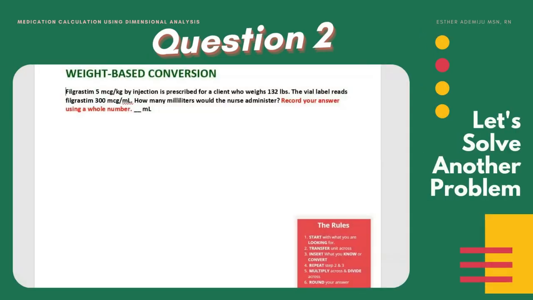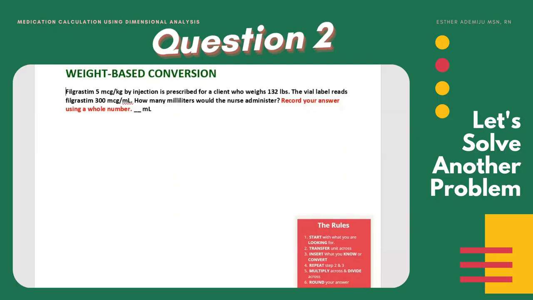So our next question is a weight-based conversion, still using dimensional analysis and the rule. The question says 5 micrograms per kilogram by injection is prescribed for a client who weighs 132 pounds. The vial label reads 300 micrograms per milliliter. How many milliliters would the nurse administer? Record your answer using a whole number.